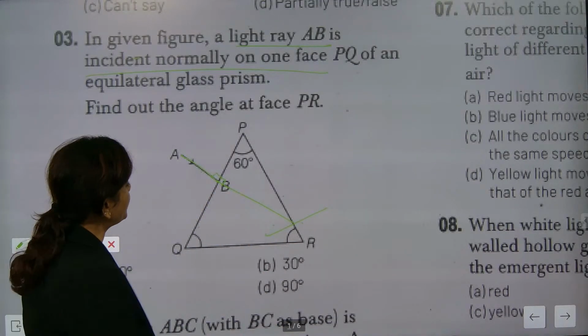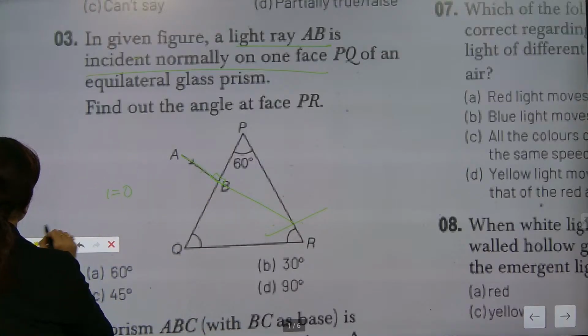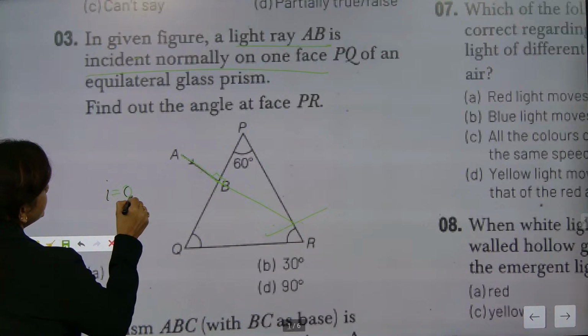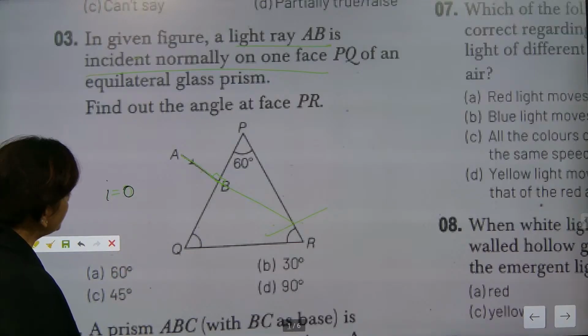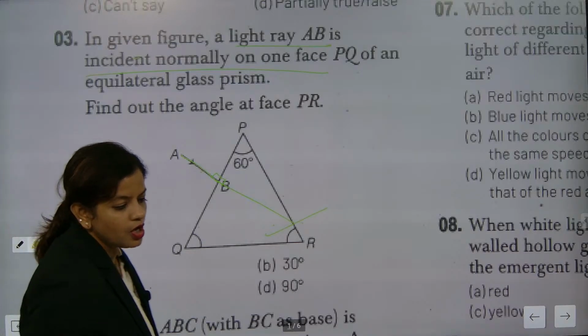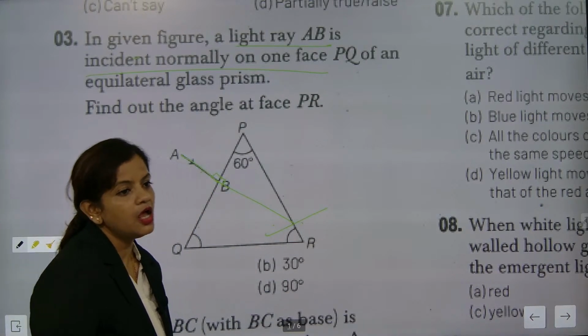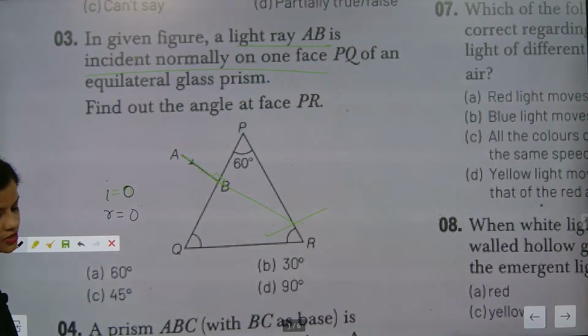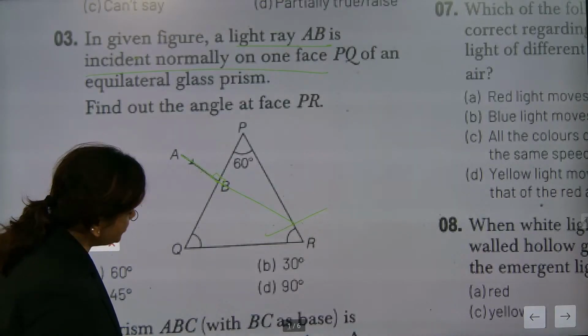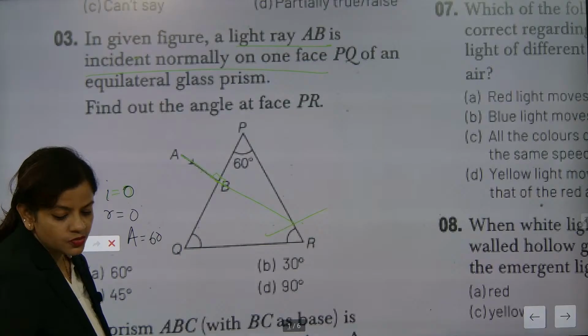So here the incident angle is equal to 0. Refraction angle is also coming as 0. Understood? Both the angles, incident angle and refraction angle, are exactly coming as 0 here. And the angle of the prism is exactly taken as 60 degree. Correct? There is one formula.